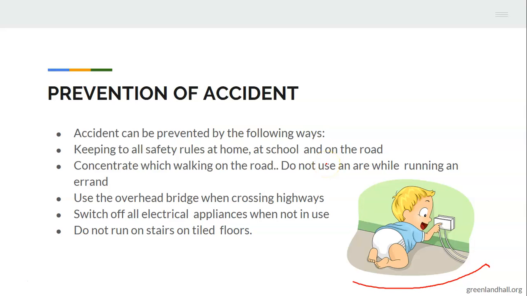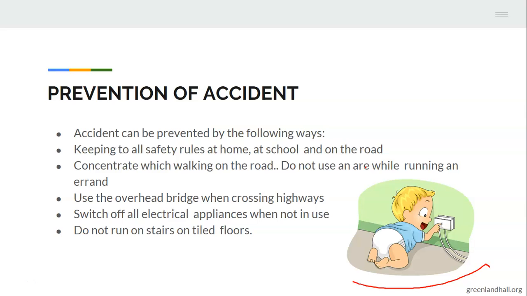Use the pedestrian bridge while you are going on any errand. If you need to cross the highway, please use the pedestrian bridge. Use the overhead bridge. Do not cross the highway where cars are plying the road. Be very careful of the road and concentrate. Do not play with your phone while you are crossing the road. Do not play games on the road because you might lose concentration.